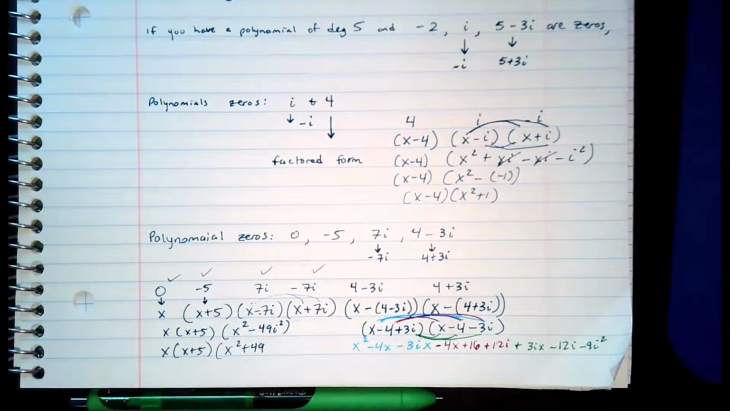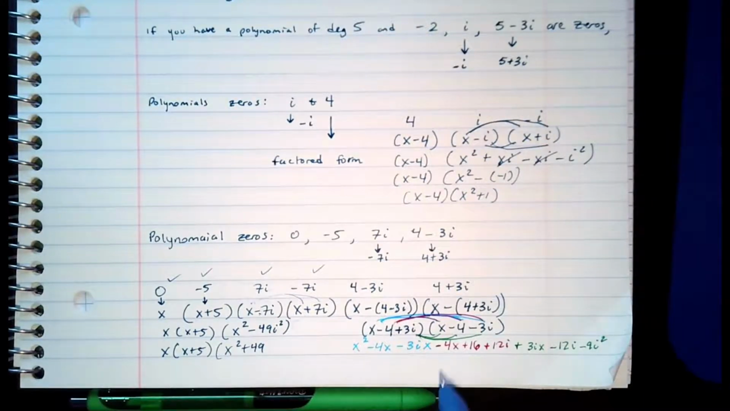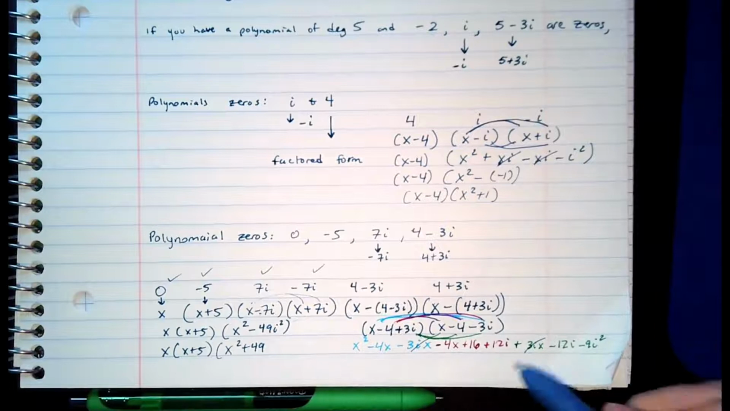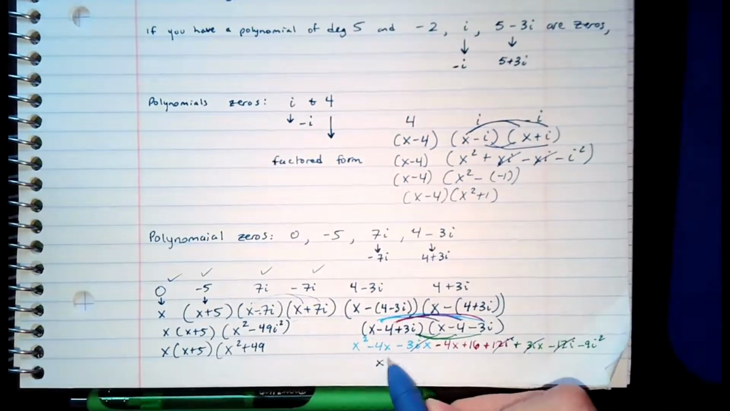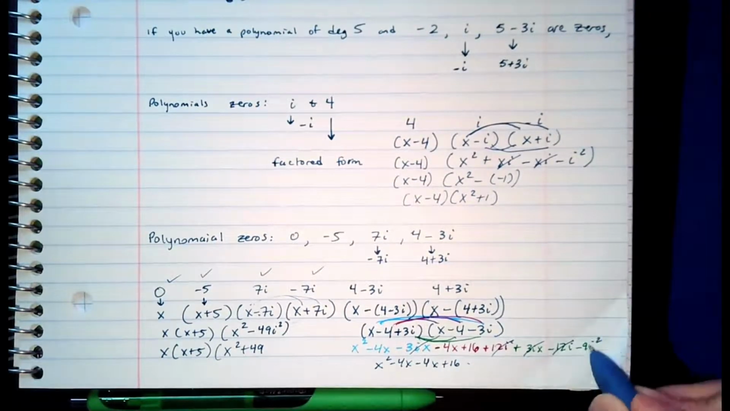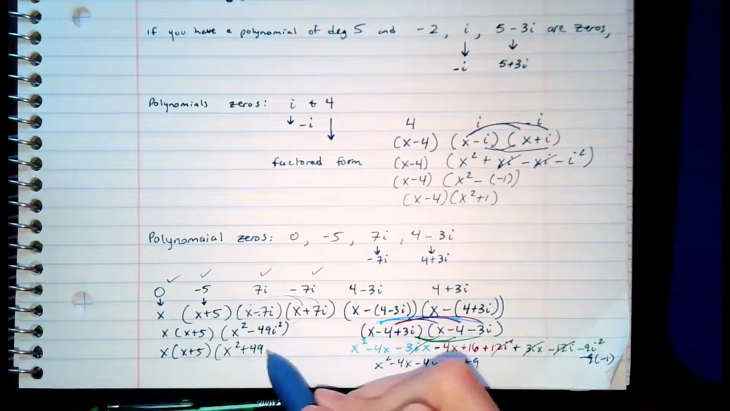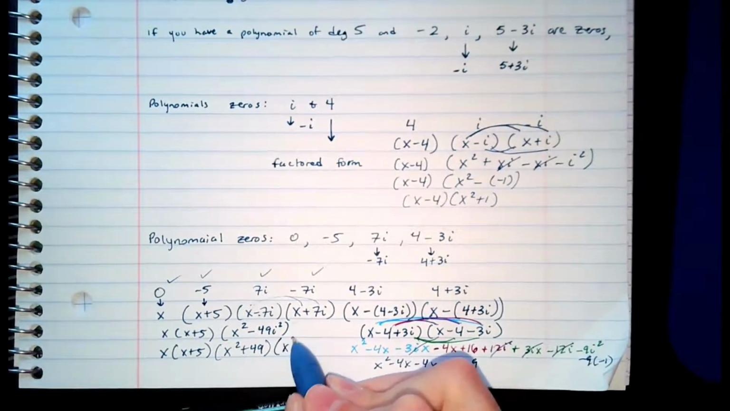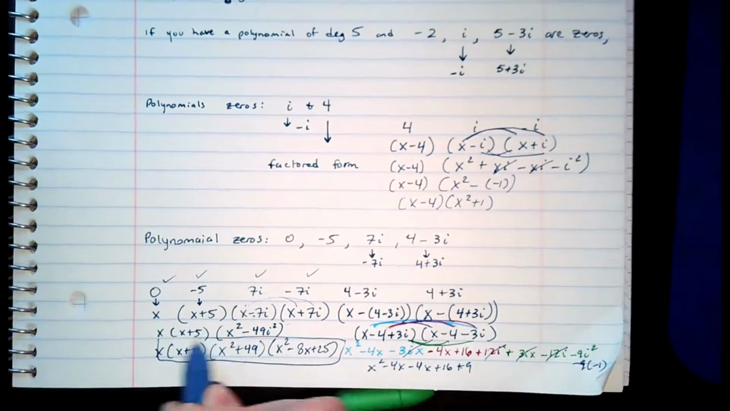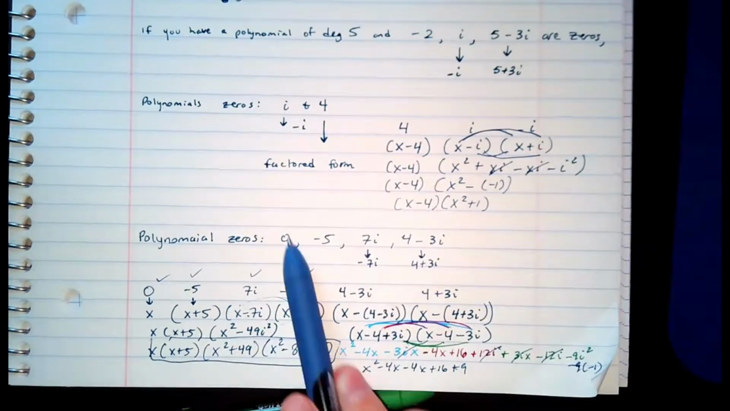This takes a while, and one little tiny mistake makes the whole thing go kaput. Just got to be careful, but you'll notice that we have a minus 3ix and a plus 3ix. Those will cancel. We have a plus 12i and a minus 12i. Those will cancel. And we are left with x squared minus 4x plus 16. Minus 9i squared is minus 9 times -1, so that's plus 9, giving us a grand total of x squared minus 8x plus 25.